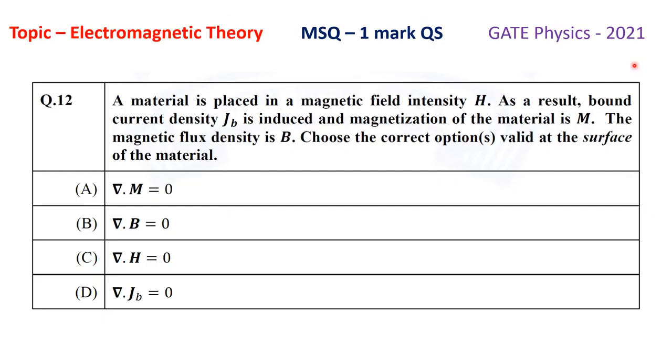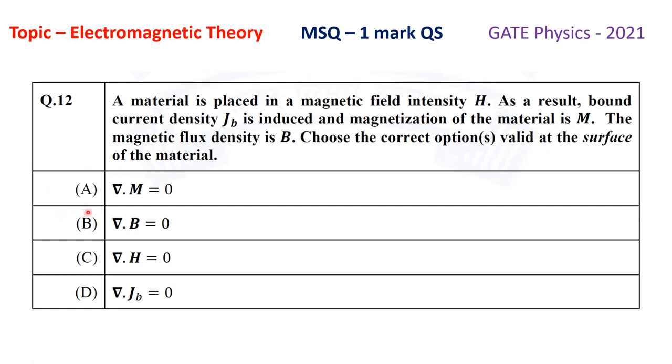This question was asked from the GATE Physics paper 2021. This is a multiple select question of 1 marks, and it was asked from the topic electromagnetic theory. The question is: a material is placed in a magnetic field intensity H. As a result, bound current density Jb is induced and magnetization of the material is M. The magnetic flux density is B. Choose the correct options valid at the surface of the material.